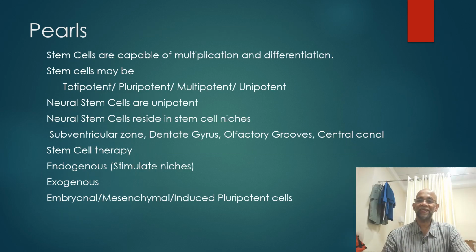A quick overview: stem cells are capable of multiplication and differentiation. Stem cells may be totipotent, pluripotent, multipotent, or unipotent. Neural stem cells are unipotent. Neural stem cells reside in stem cell niches. These niches are in the subventricular zone, in the dentate gyrus of the hippocampus, in the olfactory groove regions, and around the central canal of the spinal cord. Stem cell therapy may involve stimulation of stem cells in the endogenous niches by various stimulating factors. Exogenous stem cells from outside the CNS may be used. These may be embryonal stem cells, mesenchymal stem cells, or induced pluripotent cells.